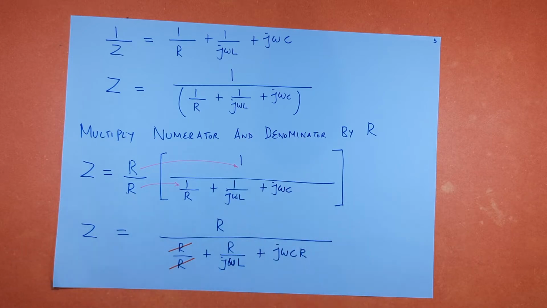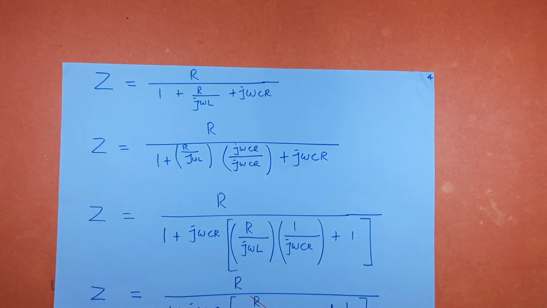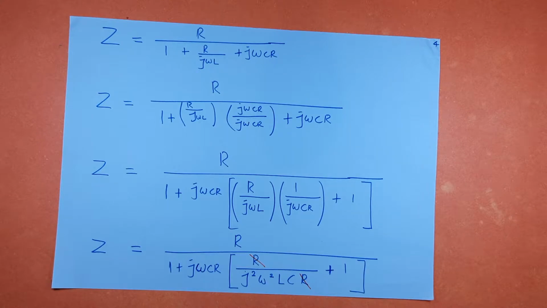So multiply this R into the bracket. You have Z equals R by (R plus R by j omega L plus j omega C R). So this R and R get cancelled. We are getting this expression: Z equals R divided by (1 plus R by j omega L plus j omega C R). Now we will multiply and divide by j omega C R to the second term.